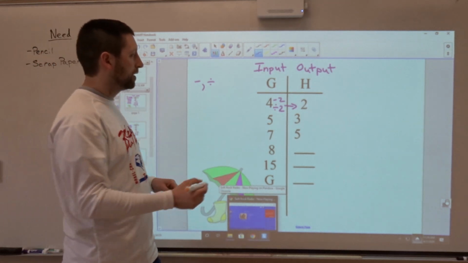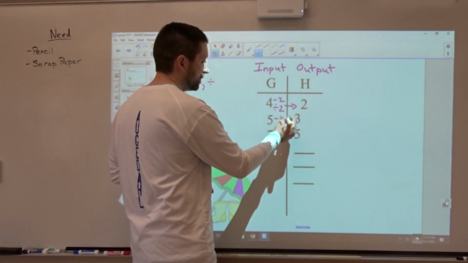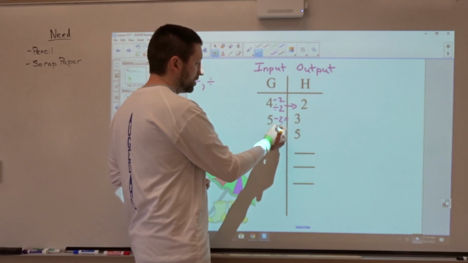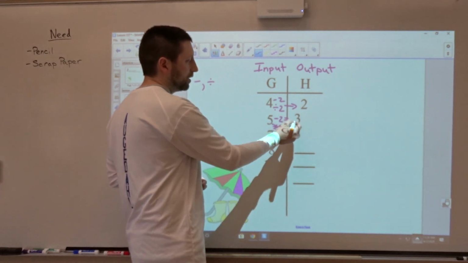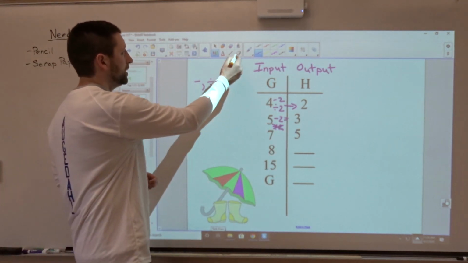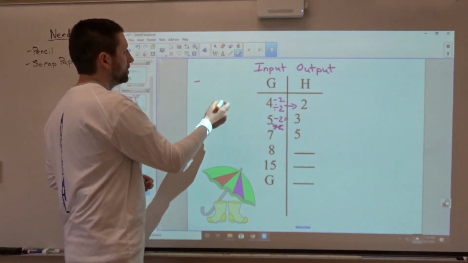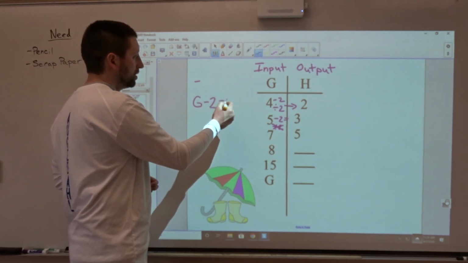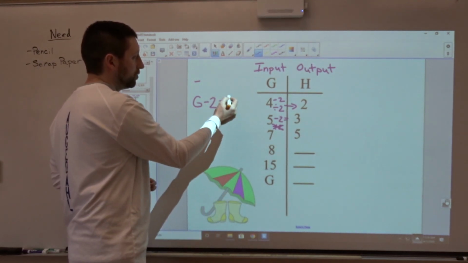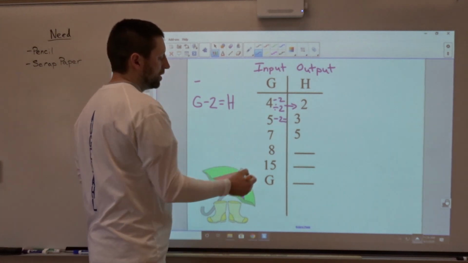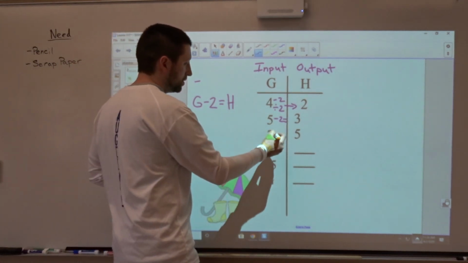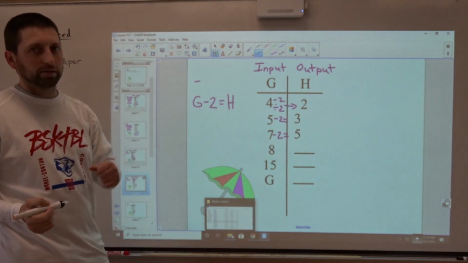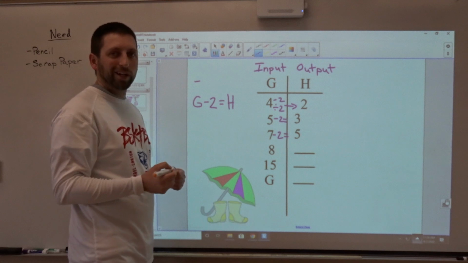5 minus 2, well, that equals 3. But if I do 5 divided by 2, that does not work to get us to 3. So we know that it can't be divided by. So it actually has to be whatever G is, take away 2, and we will get H. And if I do 7 minus 2, that equals 5. So I've done 3 of these, so I know that that has to be the rule. It's the only one that makes sense.